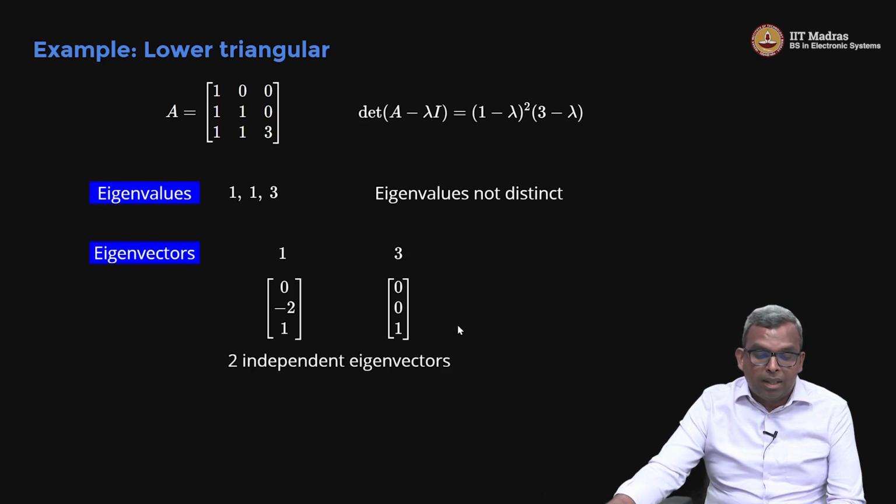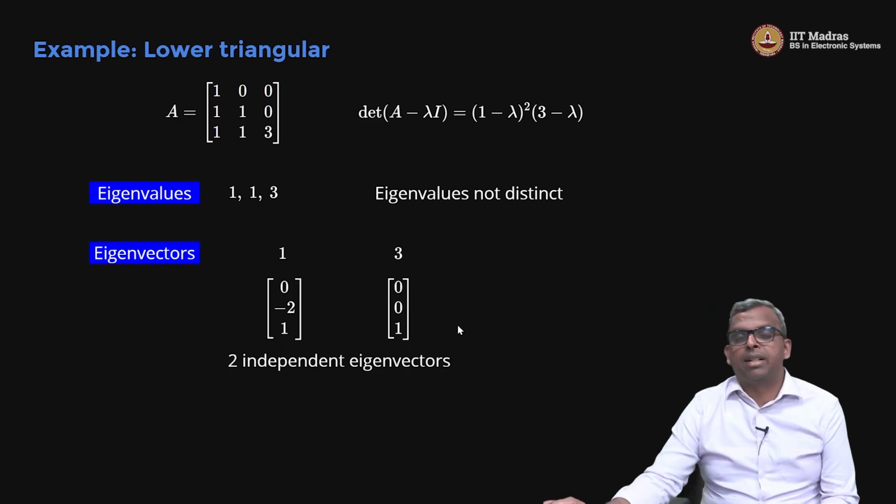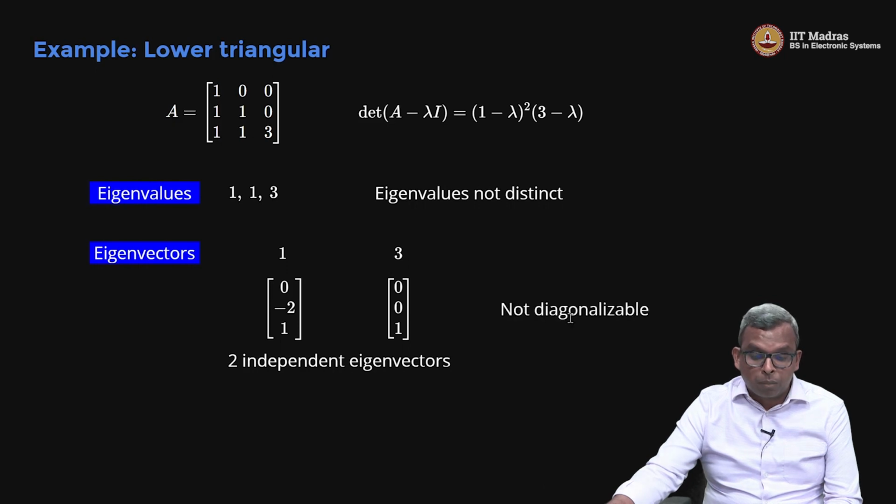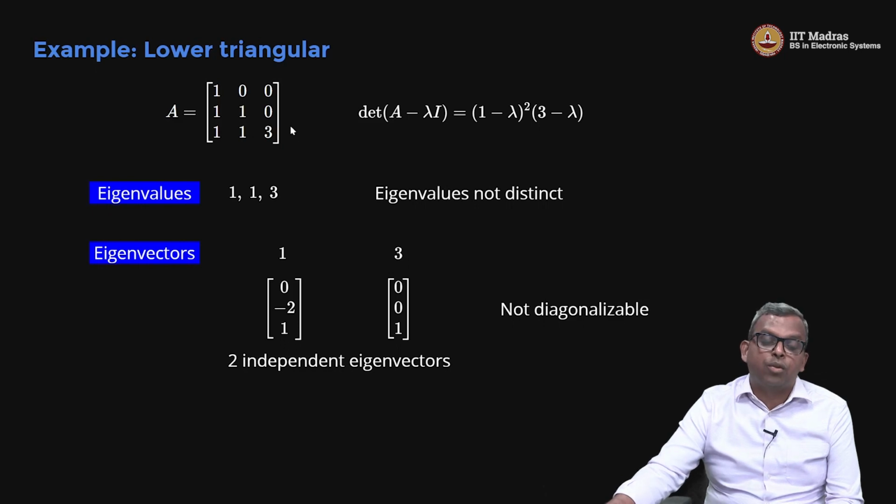Okay, so we see here now there are only 2 independent eigenvectors, which means there cannot be an eigenvector basis for this matrix, or the linear transformation that is represented by this matrix. Okay, so you conclude that this is not diagonalizable. So the linear transformation represented by this matrix does not have a diagonal matrix representation for any basis that you choose. Okay, so this is a very simple example that you can come up with.